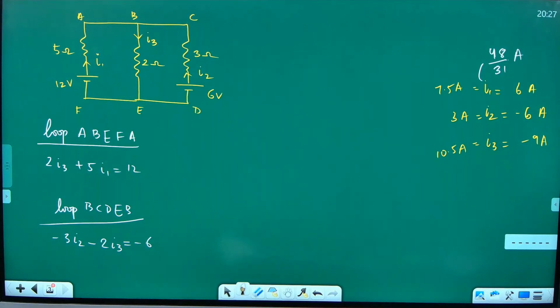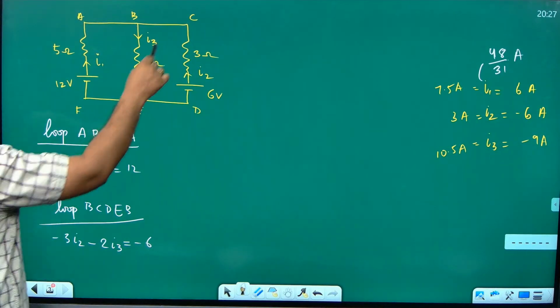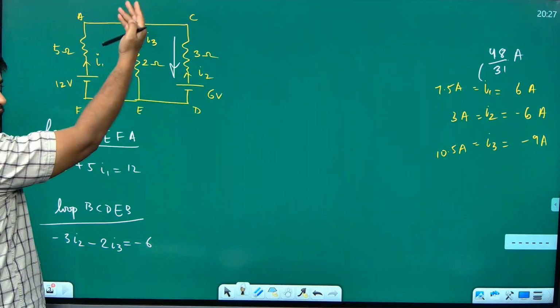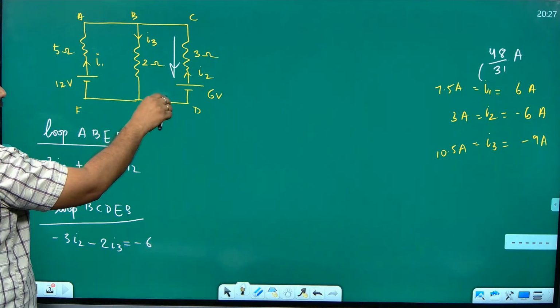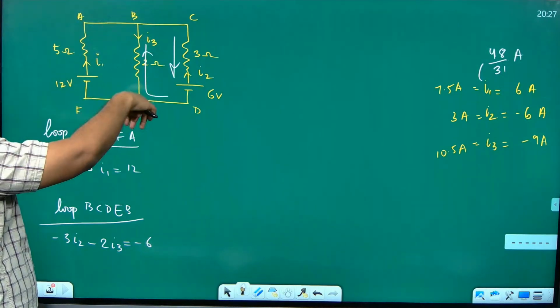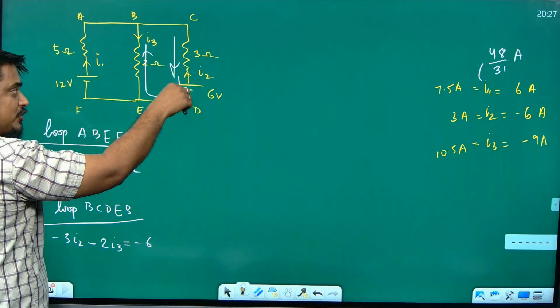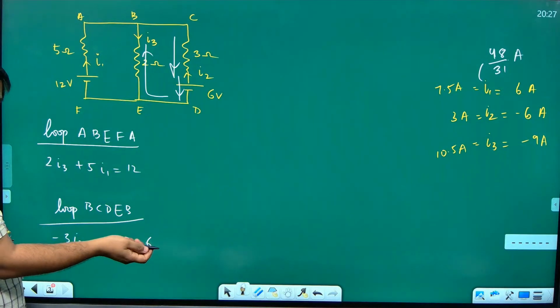Why minus 3? Because I am going from C to D. My loop direction is like this and current is opposite direction. Here also I am going like this, my current is opposite direction. So both have taken negative. And EMF also, I am going from positive to negative, so negative. Are you getting a point?